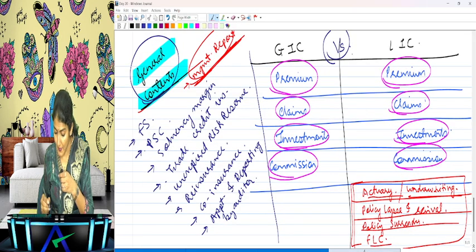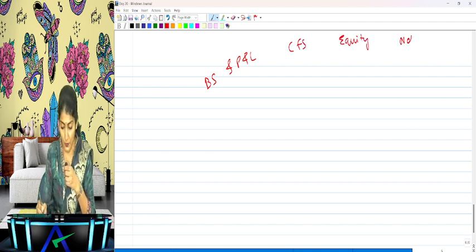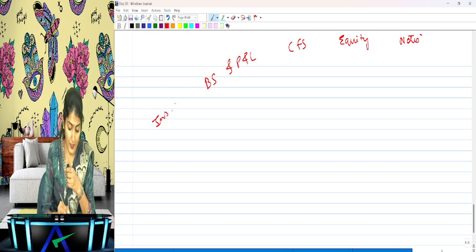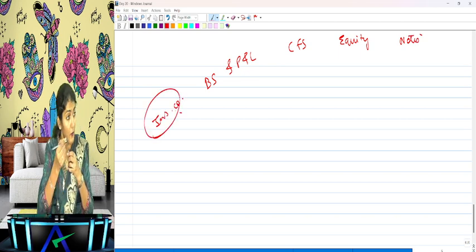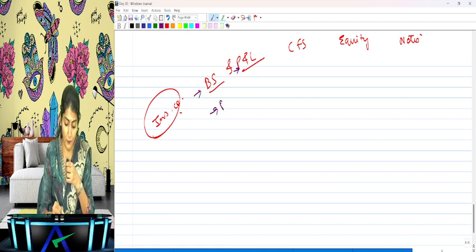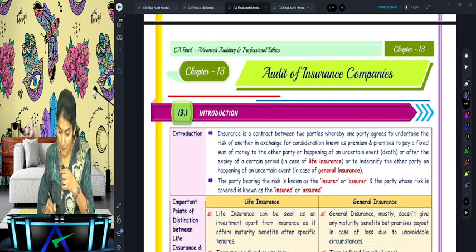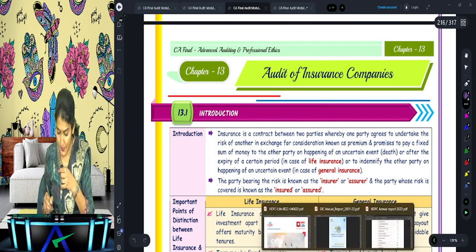Generally, what is included in the financial statements is the balance sheet and the profit and loss account, then the cash flow statement and statement of changes in equity where applicable, and the notes. But in case of an insurance company, you've done this in your advanced accounts problem. In addition to the balance sheet and profit and loss account, also the revenue account, and also the receipts and payment account is subject to audit. It is also a part of the financial statements of the insurance company, right?